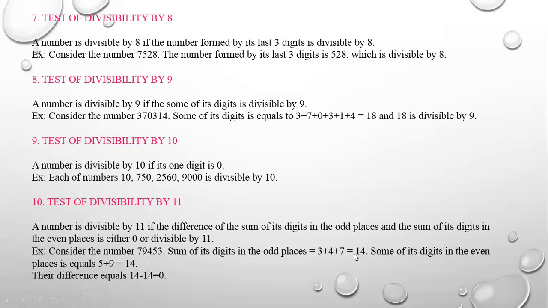Now after finding the odd and even places, find the difference of their sums, the one in odd places and the one in even places. So 14 minus 14 is equal to 0. If it is either 0 or divisible by 11, we can say that the given number is divisible by 11. So here the result is 0, so we can say that the given number 79453 is divisible by 11.